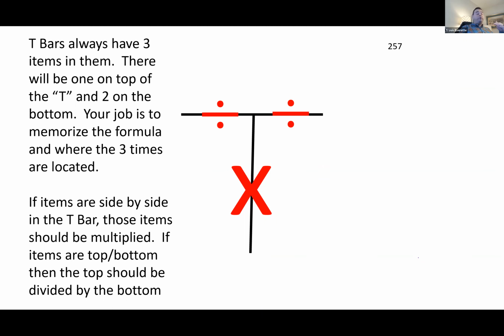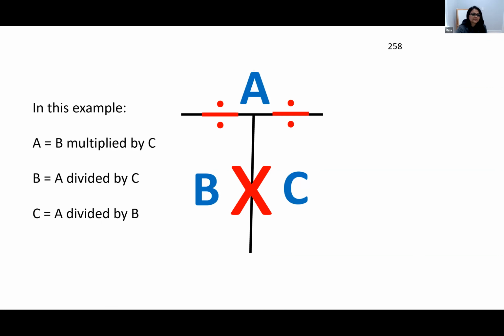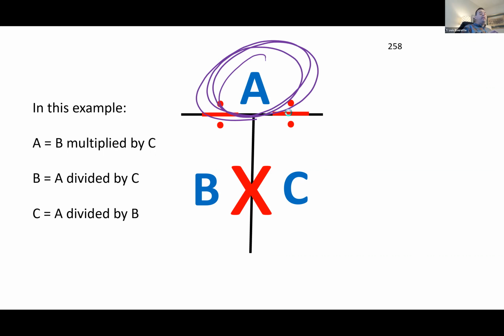They never move, because if two things are side by side, what do we do with them? Multiply. If something is top and bottom, what do we do with it? Divide. So when you look at a T-bar, in this example, if I wanted to know A, I look to the other two things. The other two things are side by side, so I multiply. A equals B times C.